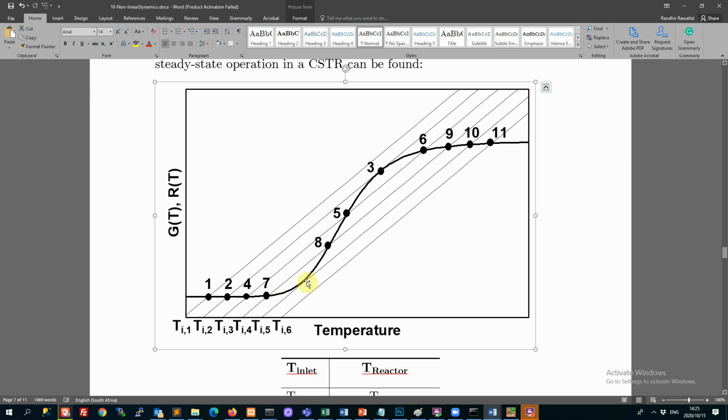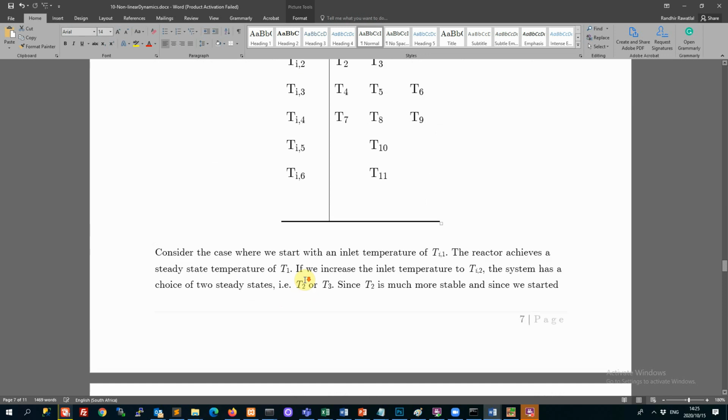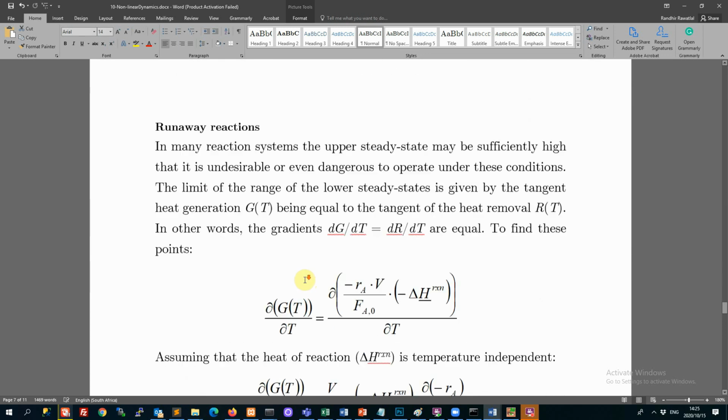Number one, at the point, the gradients are the same. You can see the gradient here and the gradient on this curve. Those gradients are equal. And it's not only the gradients, but the values themselves. To be a tangent point, you are on the same point, so G of T and R of T are the same number as well. So we can use those two together.